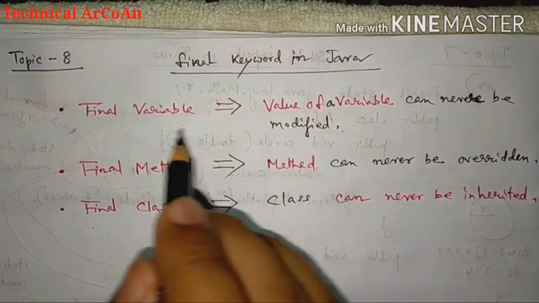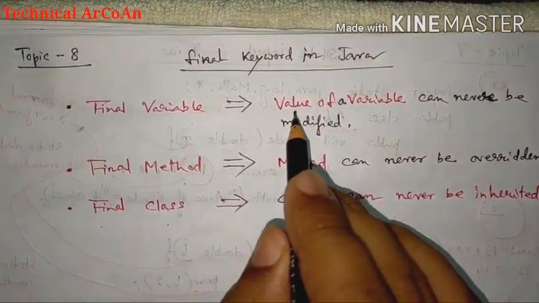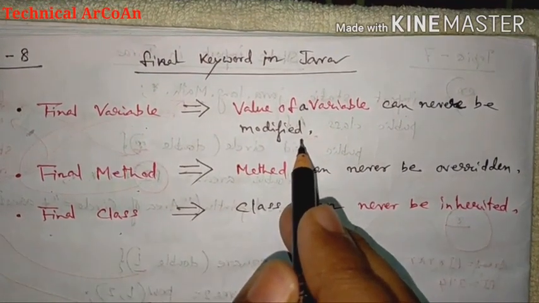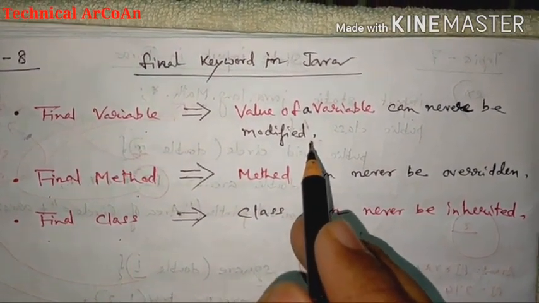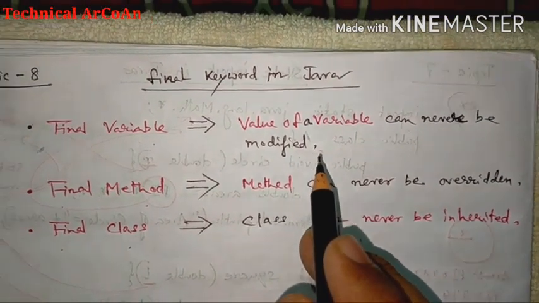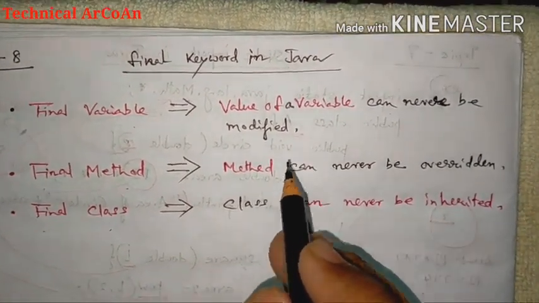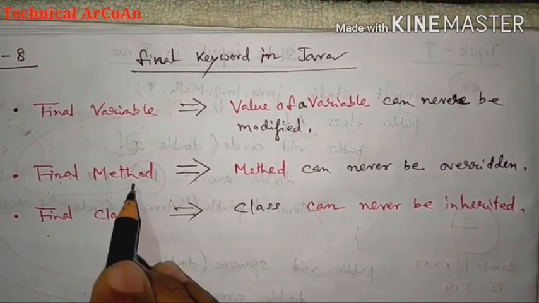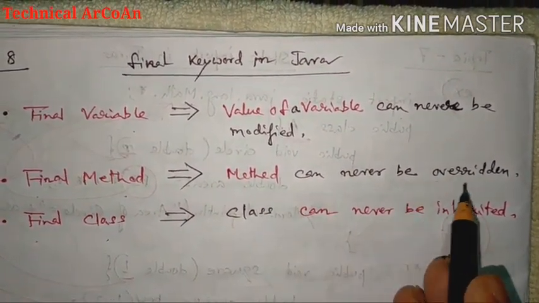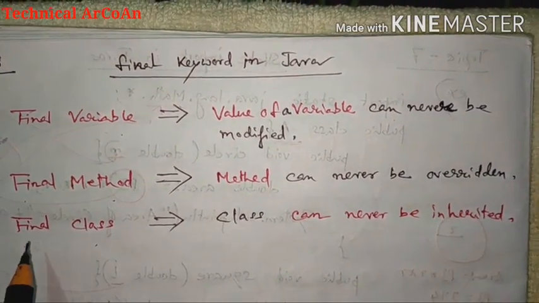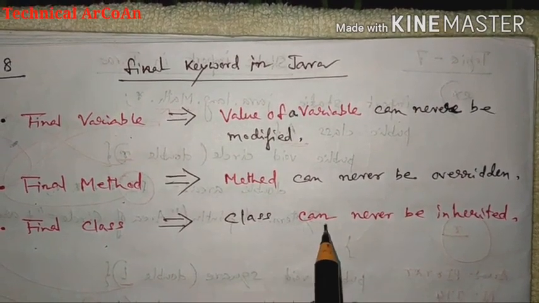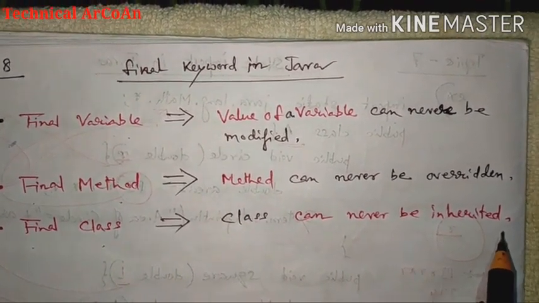What is a final variable? When you declare a variable as final, the value of the variable can never be modified. It means the variable can be initialized only once and is treated as a constant. Clear? Next one is the final method, which means the method can never be overridden. Another is the final class. A class declared final can never be inherited. Okay?